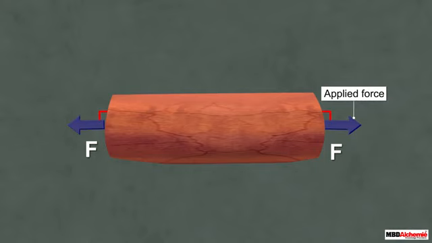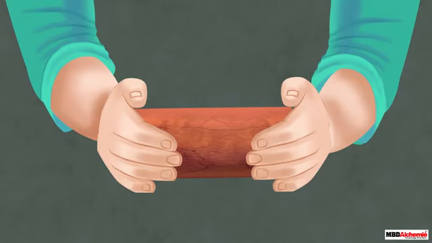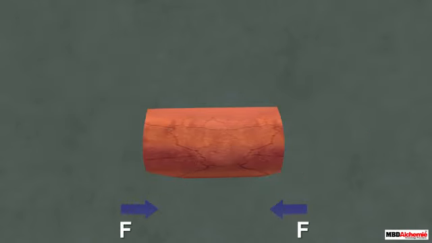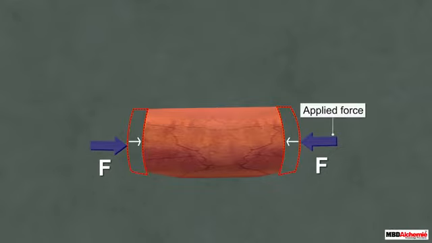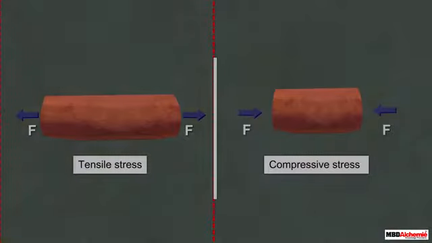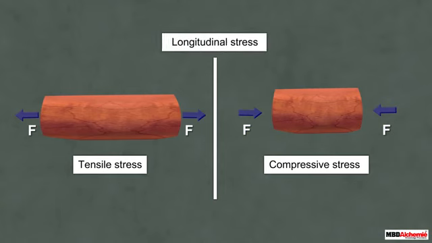You will observe that the length of the cylinder has increased. In this case, the restoring force per unit area, that is stress, is called tensile stress. Now take another cylinder of clay and compress it from both the sides. In this case, the length of the cylinder has decreased and the stress in this case is called compressive stress. Tensile stress and compressive stress are known as longitudinal stress.